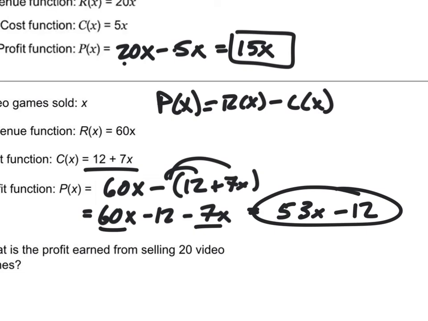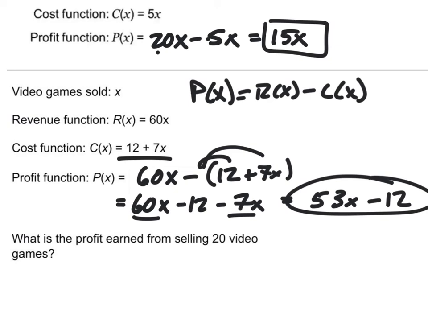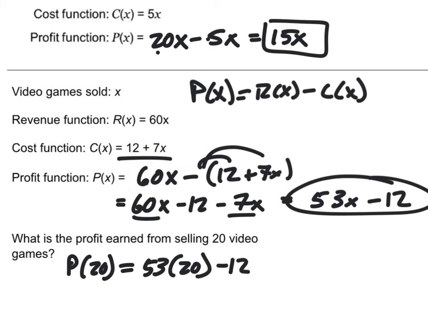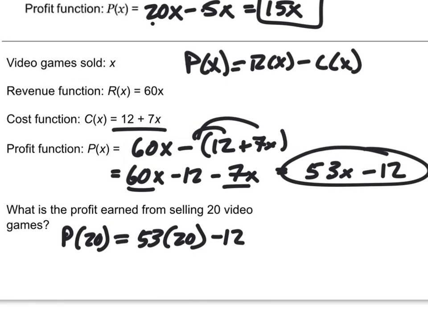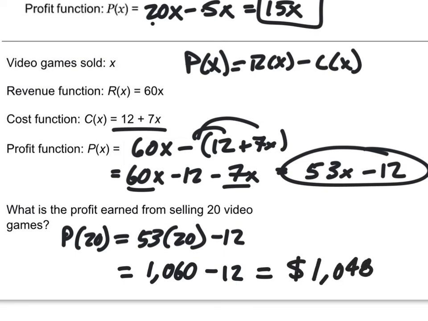And this is our profit function. It wants us to determine what the profit earned from selling 20 video games is. That means it's wanting us to find P of 20, which is going to be 53 times 20 minus 12. So let's evaluate that. 53 times 20 gives me $1,060, minus 12, and that's going to give us $1,048. And that's our profit from selling 20 video games.